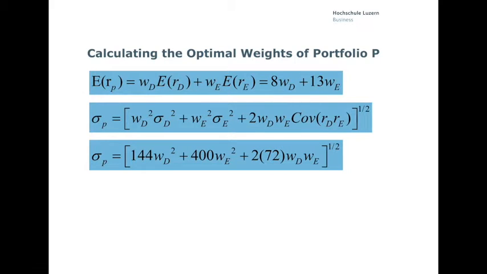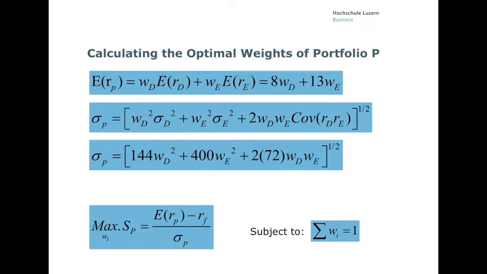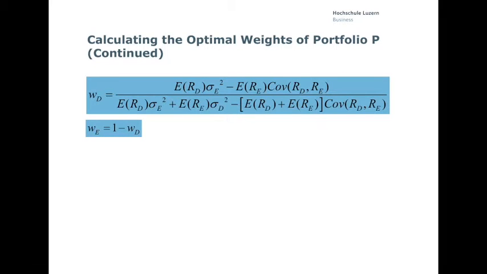The objective is to find the weights for debt and equity which would result in the highest slope of the capital allocation line. To get there, we maximize the Sharpe ratio by finding the optimal weights of debt subject to the sum of the weights invested in equity and debt equal to 1. After having applied the first order condition to the Sharpe ratio, the solution for the weights of the optimal risky portfolio is given by the following formula.